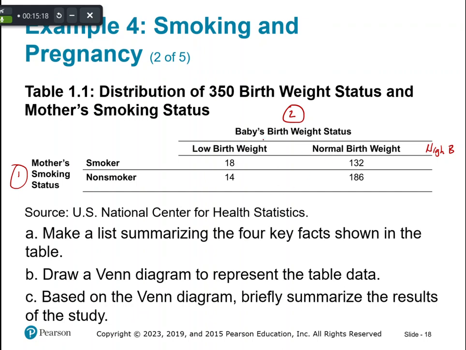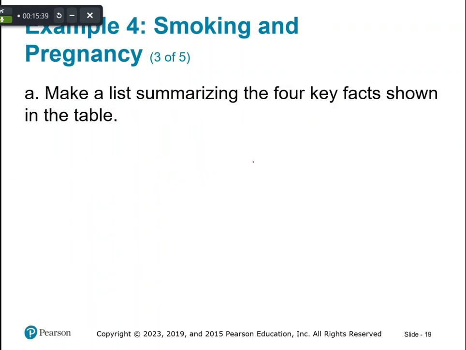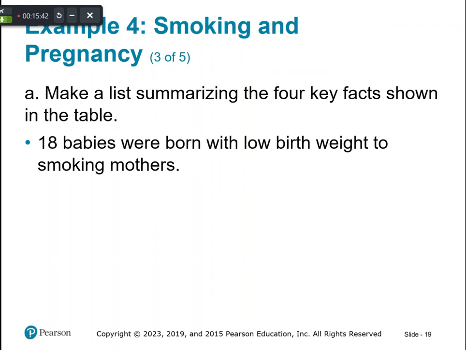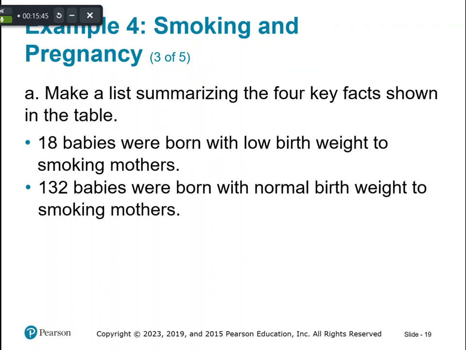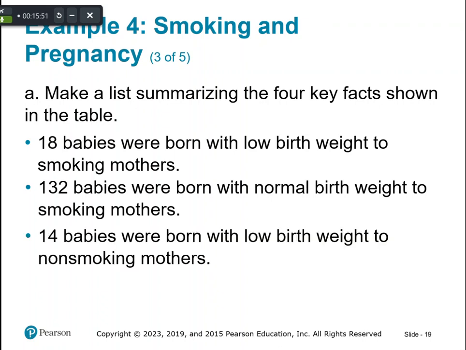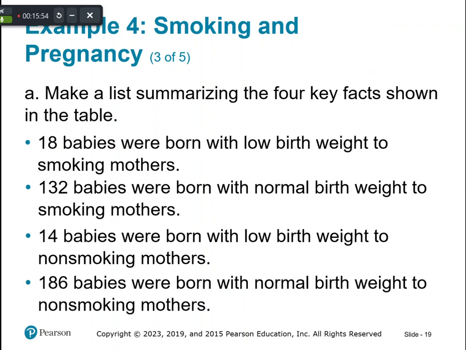This table, a two-way table, is sometimes difficult for people to understand. So there are other ways of representing it. So notice, smoker, low birth weight, non-smoker, low birth weight. We can label these just like a multiplication table, just like a times table. We could make a list summarizing the 4 key facts. 18 babies were born with low birth weight to smoking mothers. 132 babies were born with normal weight to smoking mothers. 14 babies were born with low birth weight to non-smoking mothers. And 186 babies were born with normal birth weight to non-smoking mothers.